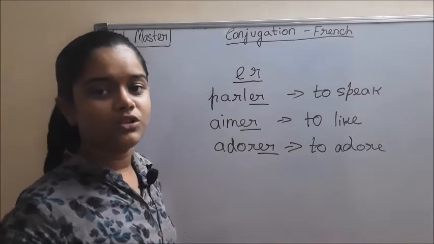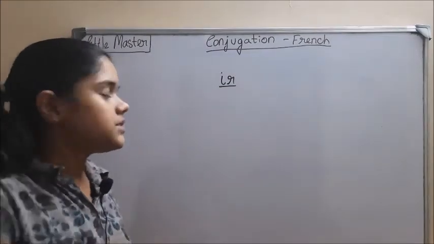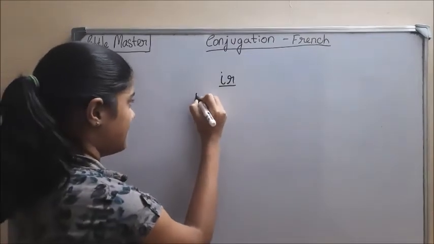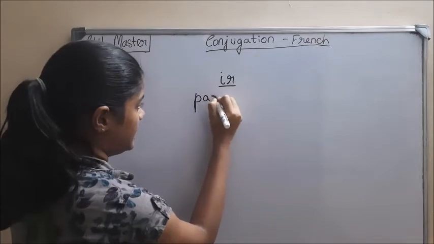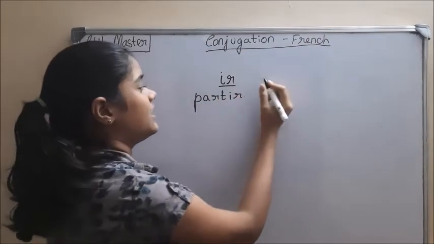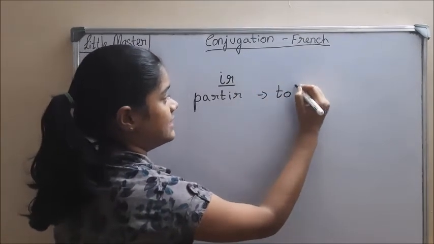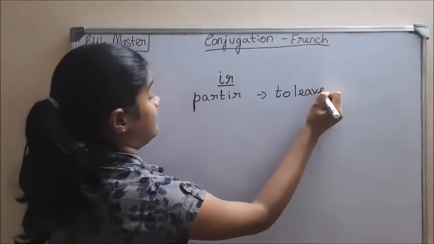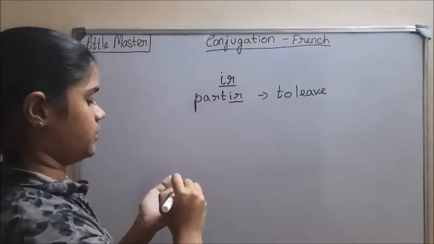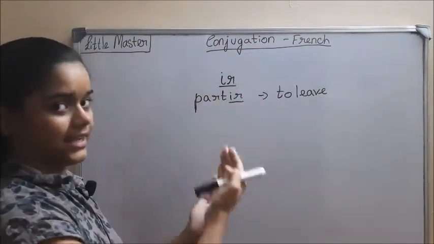Now let's move on to IR verbs. So here we go with IR verbs. Now the first verb is partir. Partir. Okay. Now what does partir mean? To leave. Okay. Now the ending is IR. So what do we do? We remove the IR, then we just add endings.